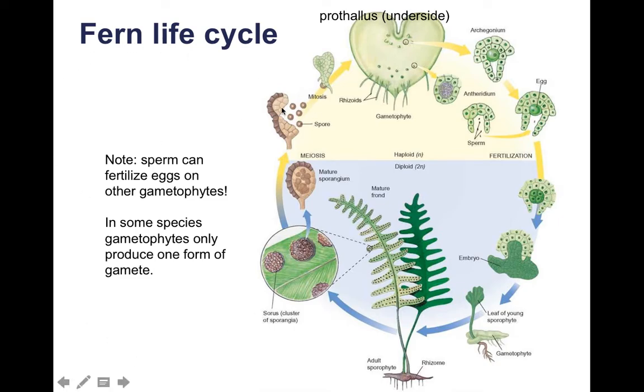Okay, so let's just go over this briefly. So let's start with the sporophyte here. This is a fern sporophyte, so this is the diploid structure.